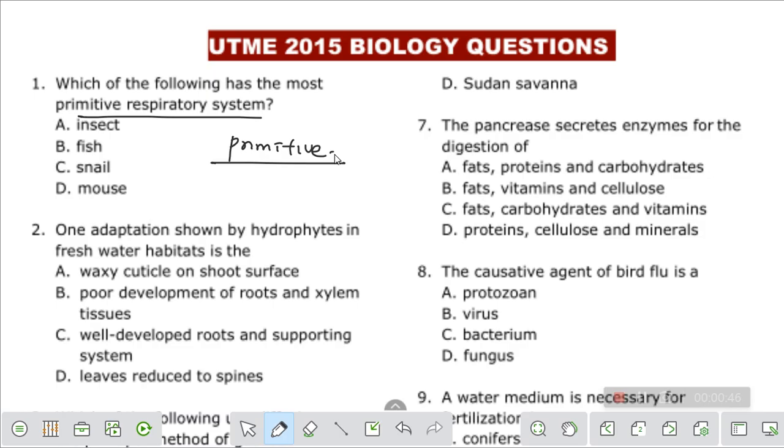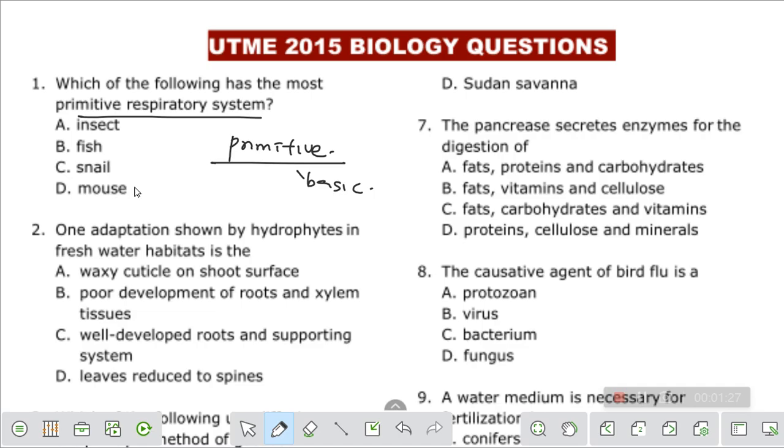So primitive is something that is original, something that is basic, something that is rudimentary, something that is primary. Something that is simple, that is simplest. So what they are saying is that the one with the simplest respiratory system is what they're asking us here. They say which of the following has the most primitive respiratory system? Insects, fish, snail, mouse.